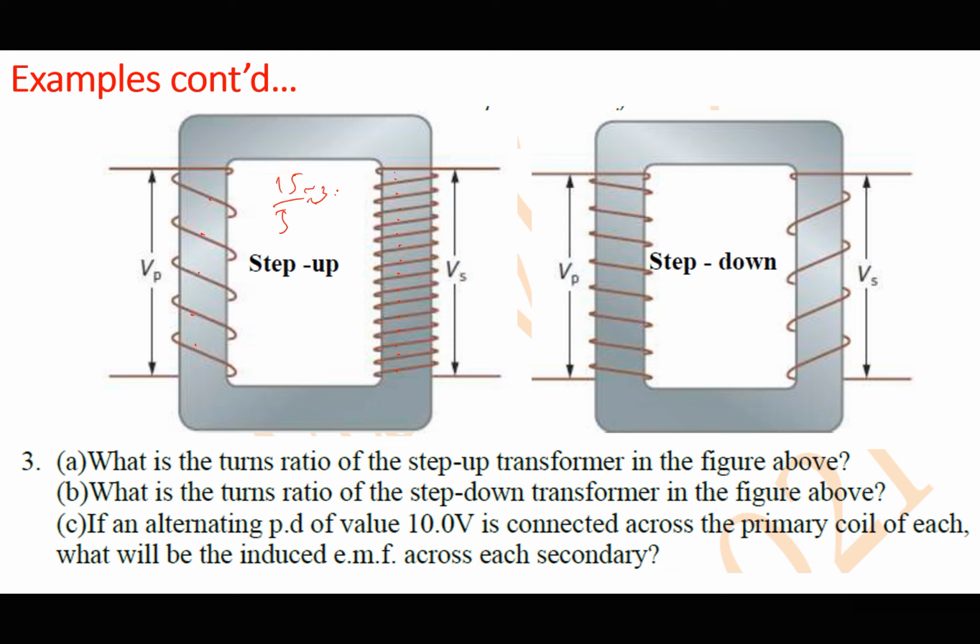Then what is the turns ratio of the step down transformer in the figure above? So for the step down, we have 1, 2, 3, 4 turns, so we have 4 divided by 1, 2, 3, 4, 5, 6, 7, 8. So 4 divided by 8, this is going to be 0.5. So the turns ratio here is 0.5.